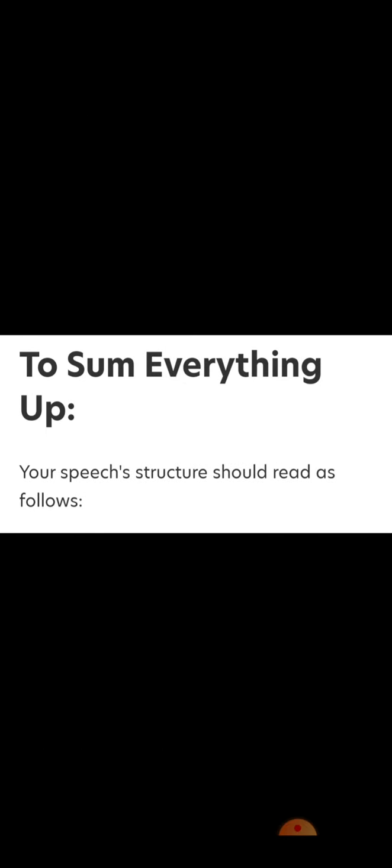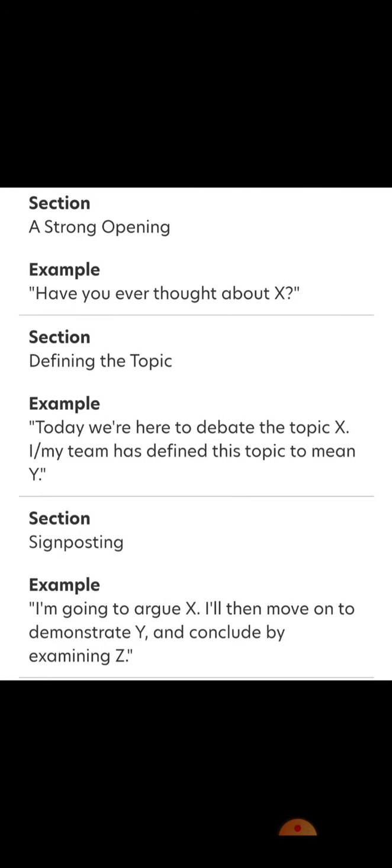To sum up everything, your speech structure should read as follows. See how your speech structure should be. In the beginning, it should be a strong opening, like: have you ever thought about X? X is your topic. Then, second part, defining the topic. Today we are here to debate the topic X. I and my team have defined this topic to mean Y. Then signposting. I am going to argue X, I'll then move on to demonstrate Y and conclude by examining Z. It means you have told what all you are going to speak out.